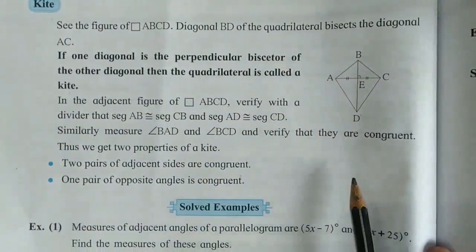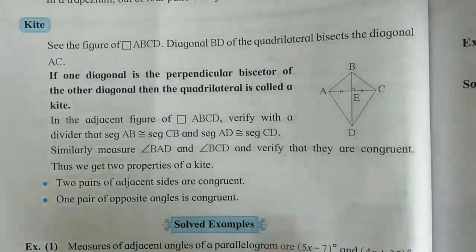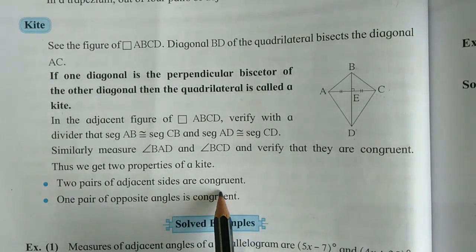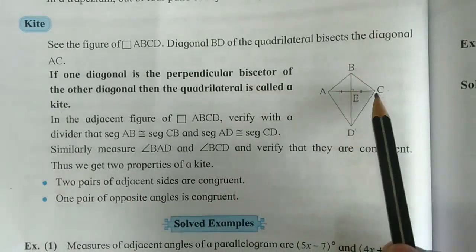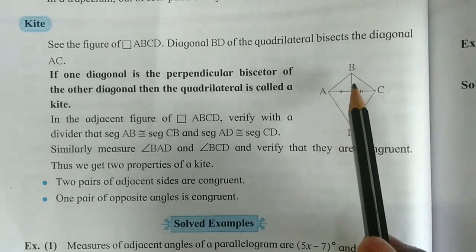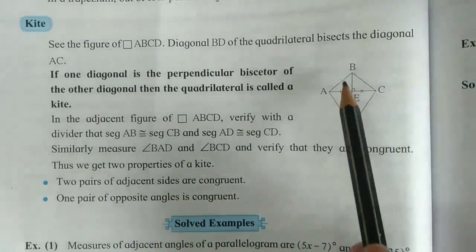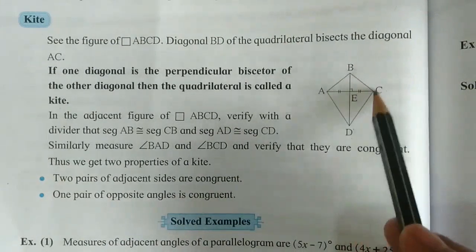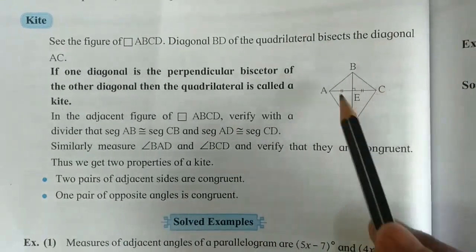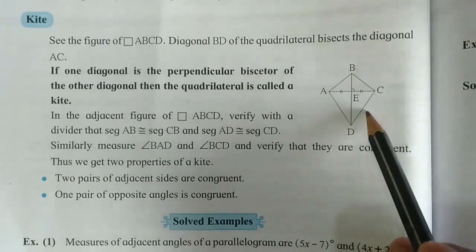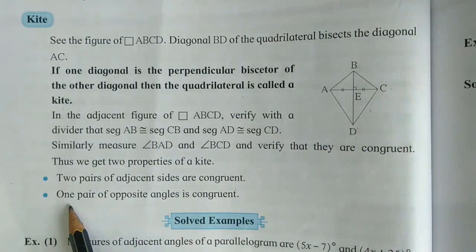See the properties here. It has two properties. Two pairs of adjacent sides are congruent. We know that each quadrilateral has four pairs of adjacent sides. So out of four, only two pairs are congruent. See, the side AB and side BC are congruent to each other, and the side AD and CD are congruent to each other. See the next property.